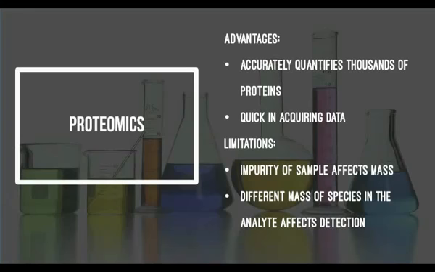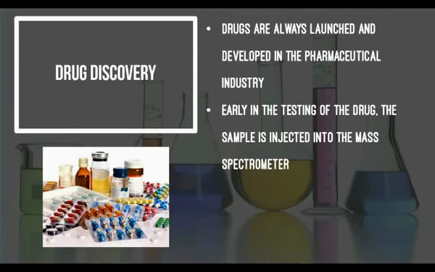Thus, mass spectrometry is not inherently quantitative because of the differences in the ionization efficiency or detectability of the many peptides. This in turn means that the intensity of the peak in a mass spectrum is not a good indicator of the amount of analyte present in the sample. In addition, mass spectrometry is also applicable when it comes to drug discovery, which will be discussed in the next few slides.